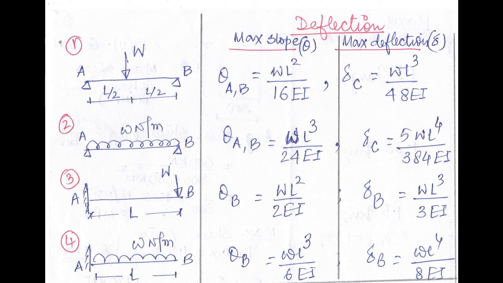Let us see the first one. A simply supported beam with a point load at its center. The point load is capital W. The length of the beam is L. So it is positioned at the center, meaning L by 2 and L by 2. What is the value of maximum slope? The value of maximum slope is WL square by 16 EI, where E is the modulus of elasticity, I is the centroidal moment of inertia.